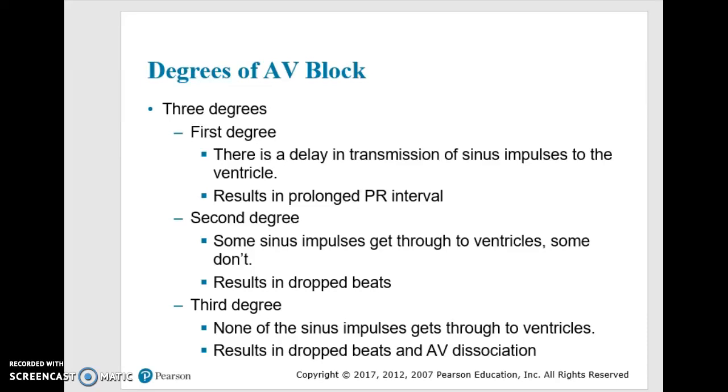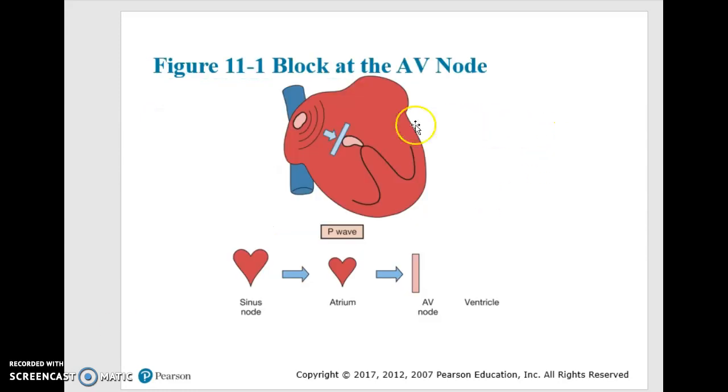The first thing that we need to know about the first degree AV block is there is a delay in the transmission of sinus impulses to the ventricle. And remember, with all AV blocks, the area of the heart that is affected is the AV node or possibly the bundle branches. So in this area of the heart, this is where we're going to see that delay.